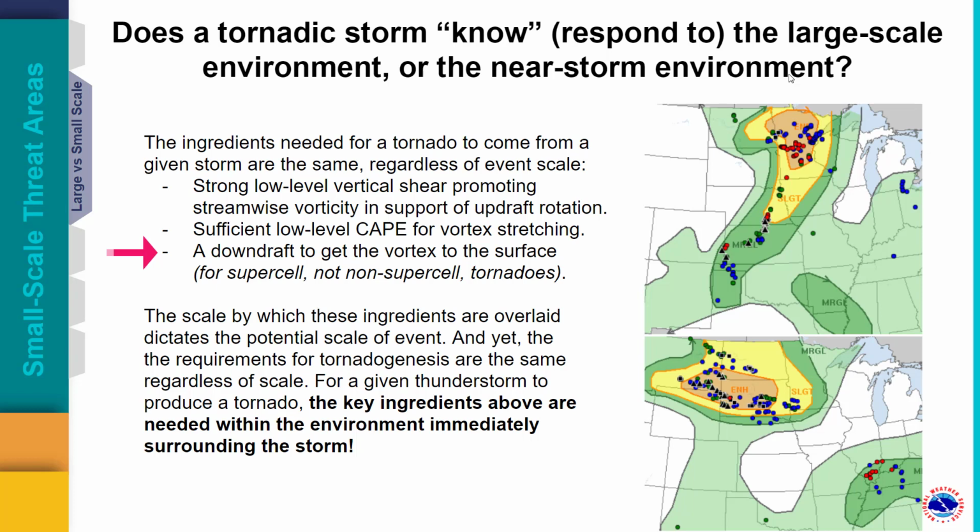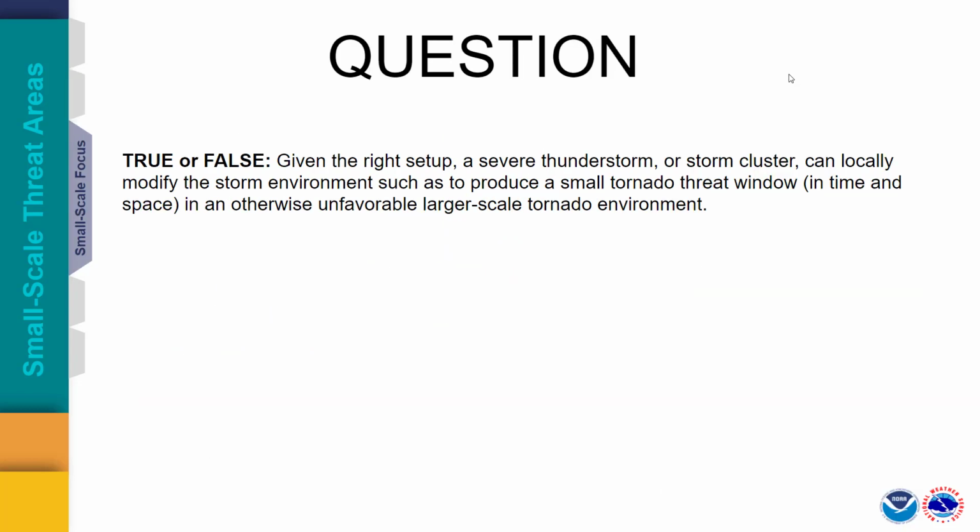The scale by which these ingredients are overlaid dictates the potential scale of the event. And yet the requirements for tornadogenesis are the same regardless of scale. For a given thunderstorm to produce a tornado, the key ingredients above are needed within the environment immediately surrounding the storm. Take a look at this statement. Is it true or false?